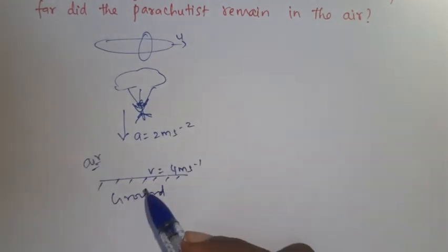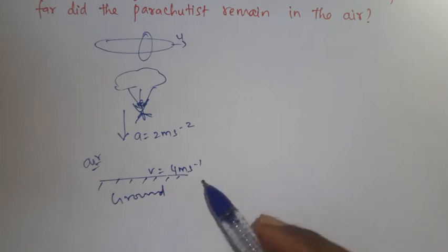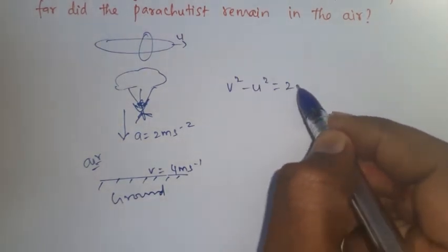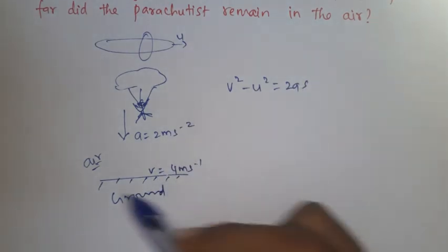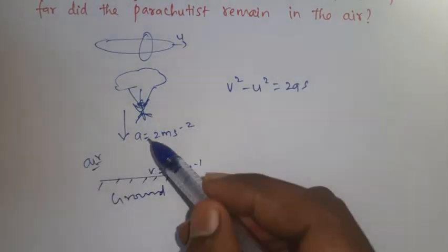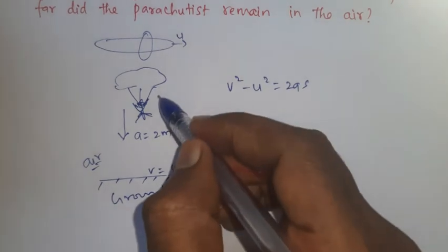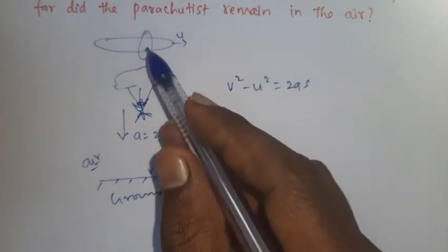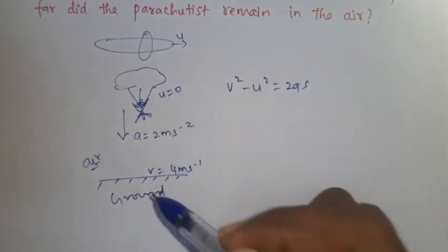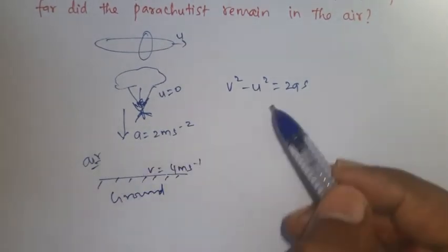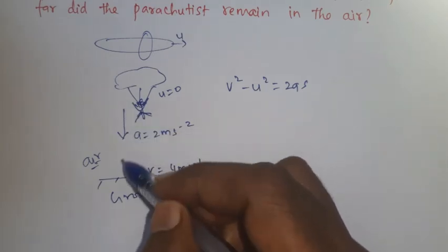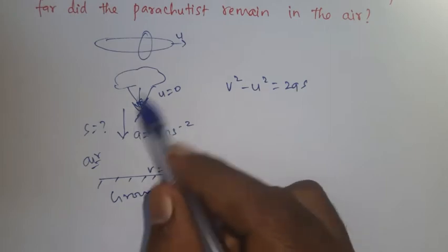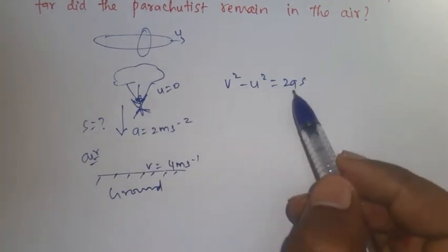We can use that formula, equations of motion. Now we know that v square minus u square equals 2as. We should think about the given data. A is there, v, and the initial velocity u is 0 because he is going to jump, so before he was at rest. So u is equal to 0, v is 4, a is 2. Then we have to find the distance. How far means distance we have to find out. That is s. So based on this, this is the right formula.